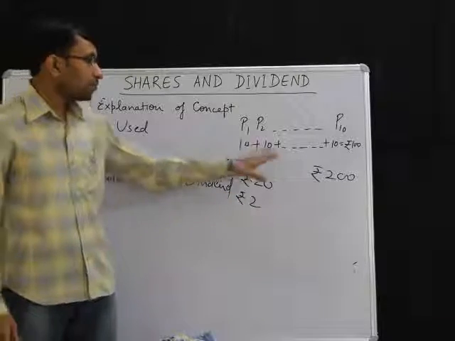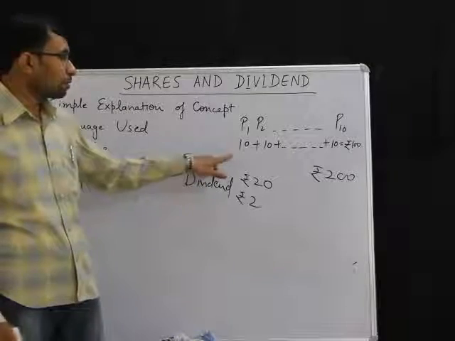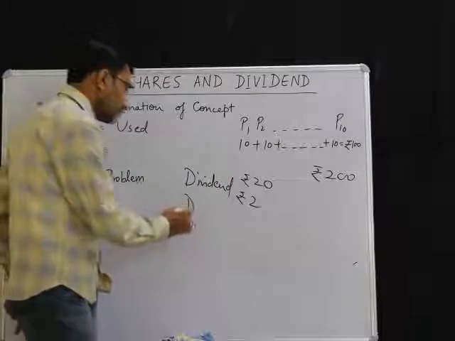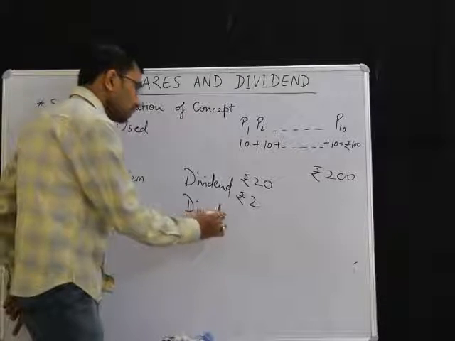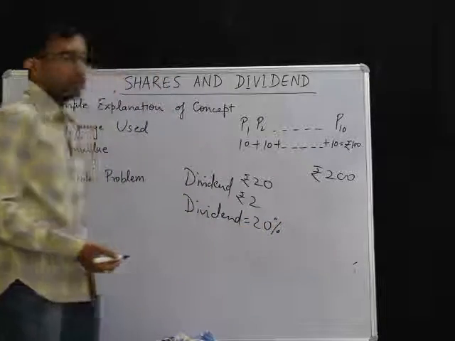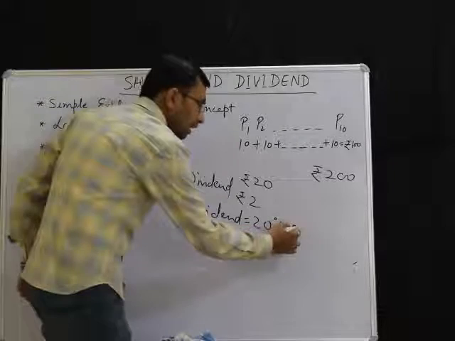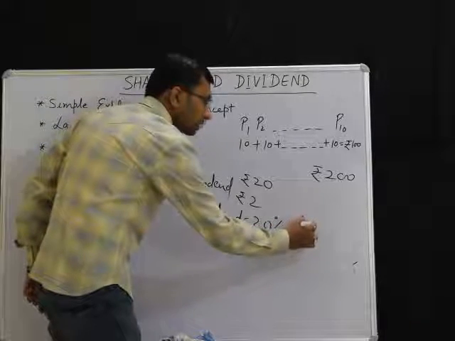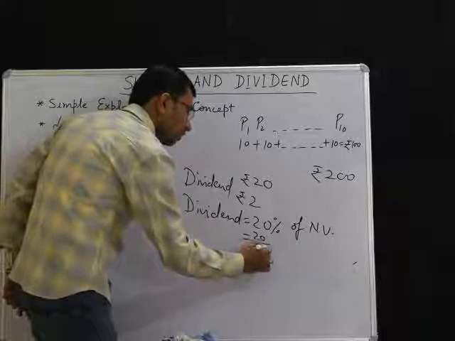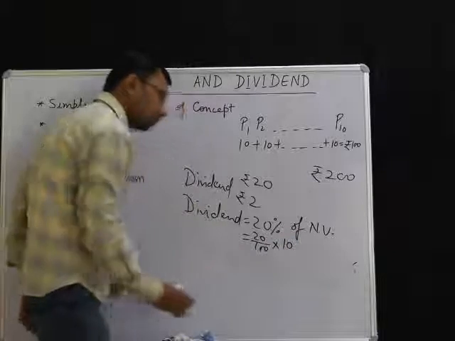In this case, I am giving 2 rupees as dividend, but normally dividend is given as a percentage of nominal value. So let us say that in this case, dividend is 20%. So what does 20% dividend actually mean? If I say dividend is 20%, that actually means 20% of the nominal value. So that will mean 20 upon 100 into the nominal value of each share, which is 10 rupees.